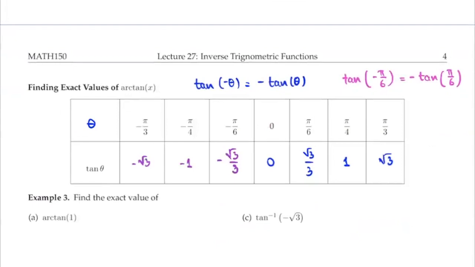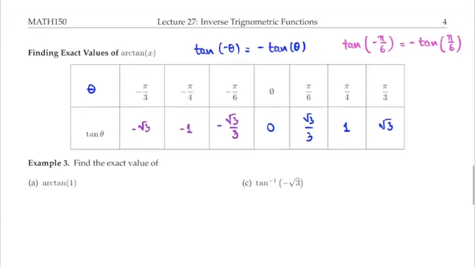Given the angle theta, can you find the corresponding tangent value? Now, in the case of being given the tangent of theta, can you find the corresponding angle? So in example 3, you have inverse tangent of 1. You're looking for the angle theta such that, if and only if, tangent of theta is equal to positive 1. The only value that works in this case is pi over 4.